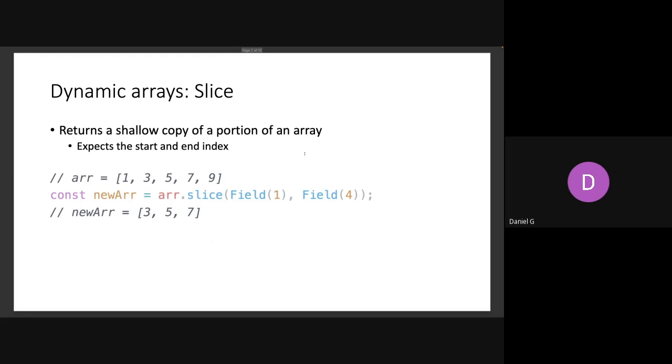All right, the next one that we have is slice. This allows you to provide a start index and an end index, and it will give you a portion of that array as a new array. So if we slice our array from 1 to 4, we can see that the middle three values are returned to us.